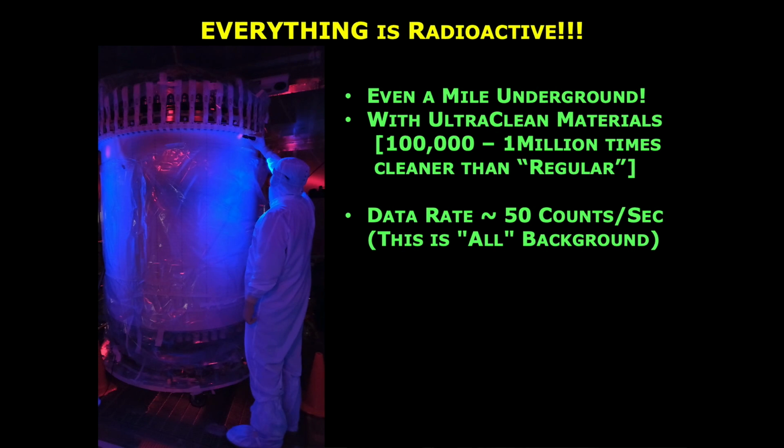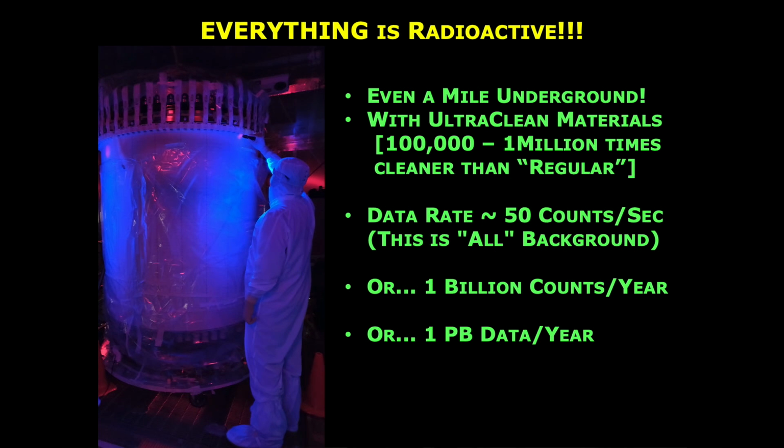And even then, we get about 50 counts per second in our detector of background, stuff that is not dark matter. Or 1 billion counts per year, or 5 billion, or 1 petabyte of data a year, 5 petabyte total in our search. How does this compare to dark matter? Dark matter is spectacularly elusive. So in a liter of volume on Earth, there are always about 3 dark matter particles.